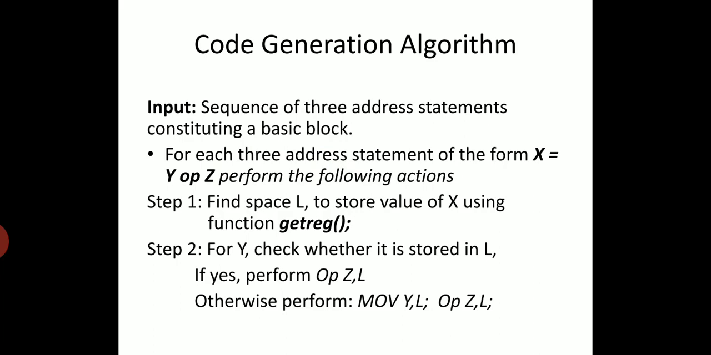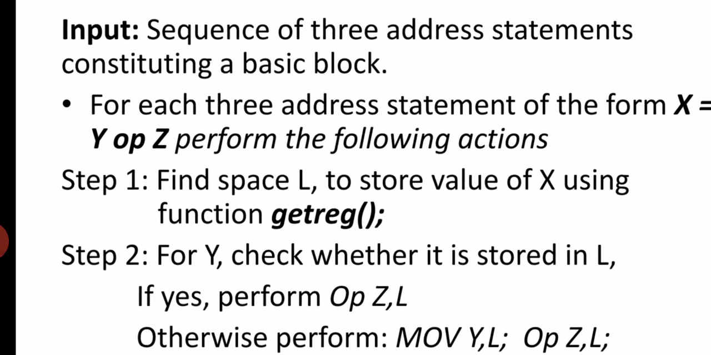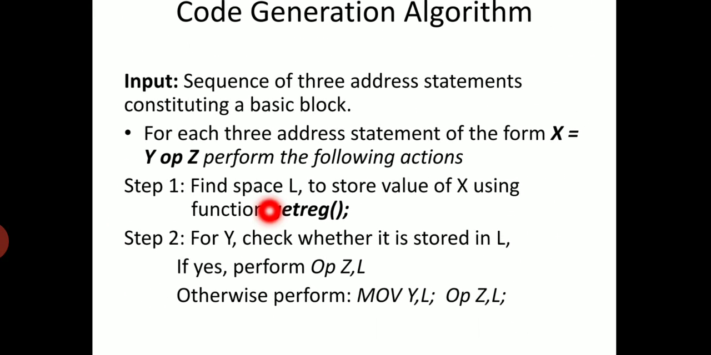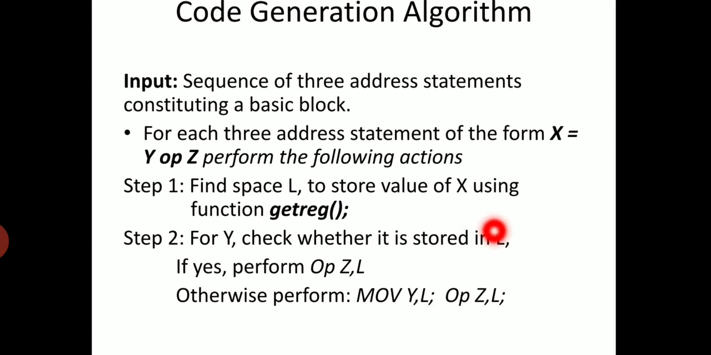For that, we have to check the condition of y. For y, check whether it is stored in L. That means it is in a memory location or in a register. If it is already in memory or a register, we can directly execute the next instruction, the instruction for performing the operation.